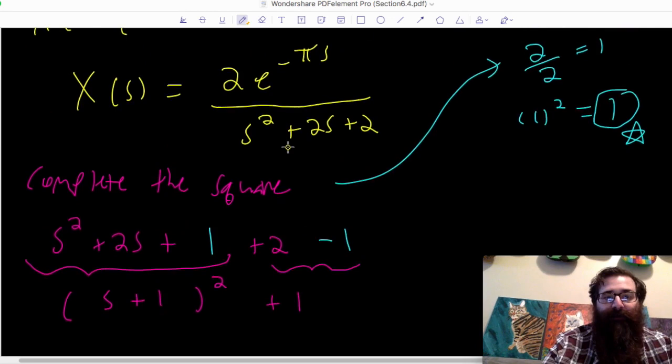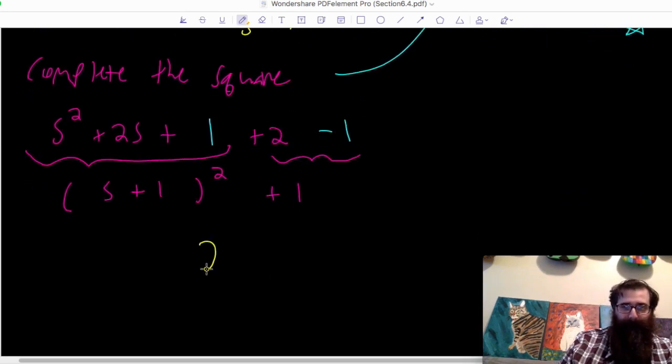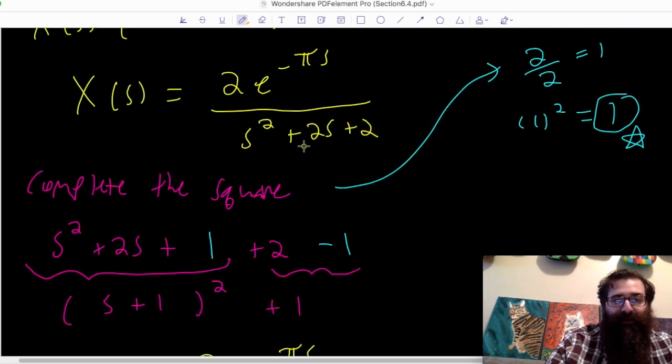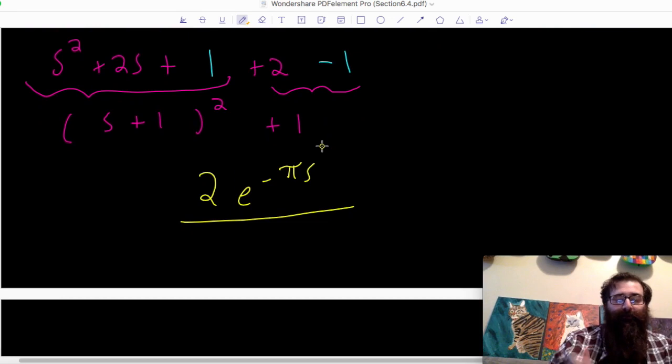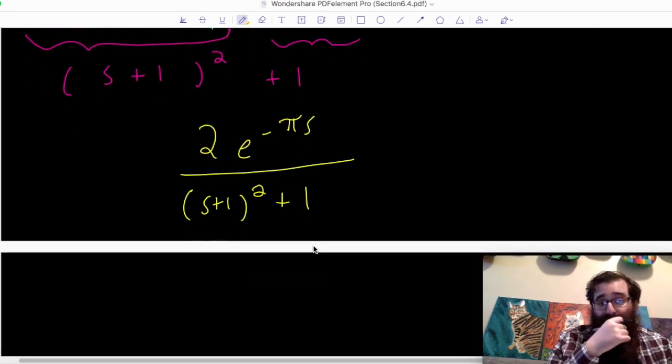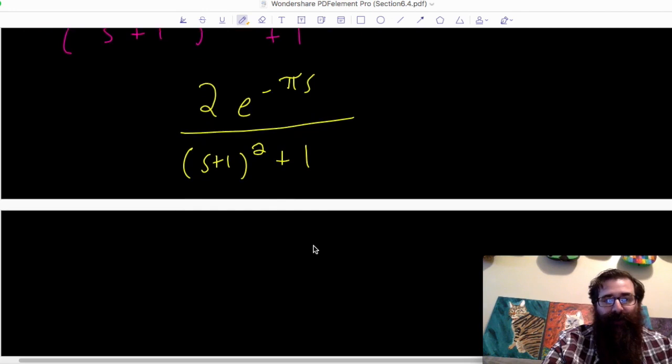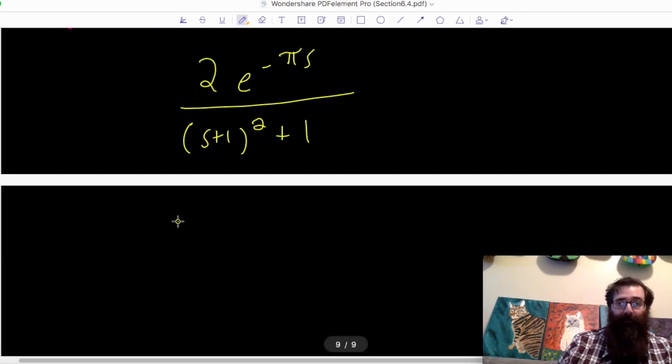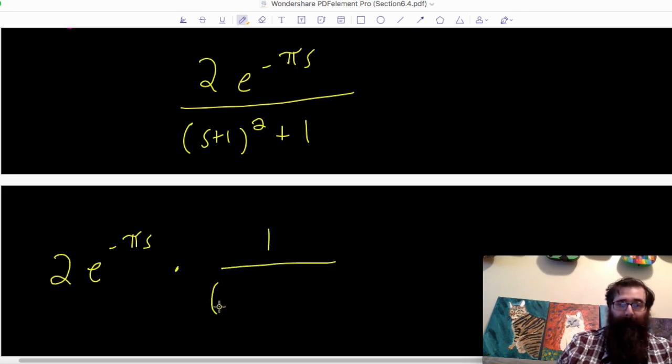So what do I have? Well, I have the 2e to the negative pi s, and then divided by, instead of s squared plus 2s plus 2, I've completed the square, and we have s plus 1 squared plus 1. And I want to work with this. Now, to work with this, I think it's helpful to break it up a bit. So let me bring this 2 out, and let me bring the exponential term e to the minus pi s out, and say times 1 over s plus 1 squared plus 1.